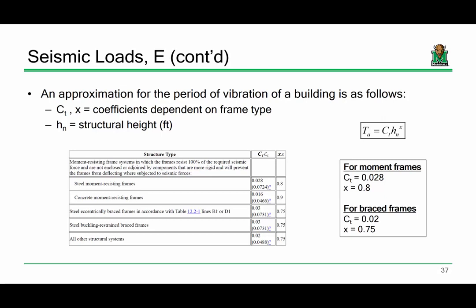Not just a building, but a structure in general, its vibration characteristics are really a function of three things. It's a function of the system's stiffness, the system's mass, and the system's damping characteristics. Now, damping characteristics, that's probably the one that's the hardest to quantify, but if you can change a building's damping characteristics or change its mass characteristics, you can change its frequency.